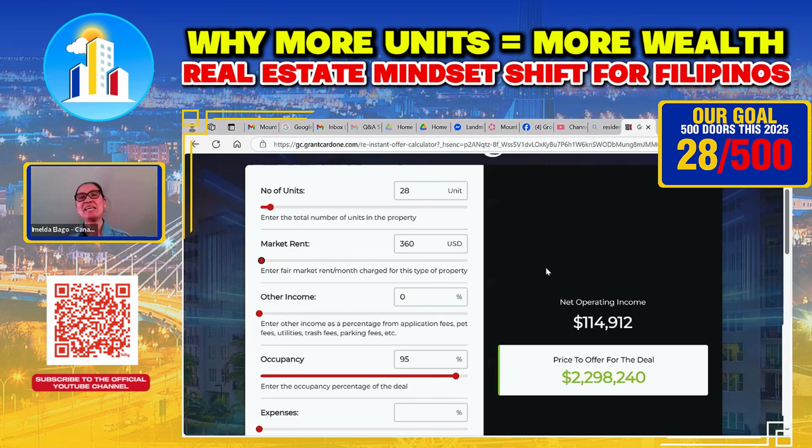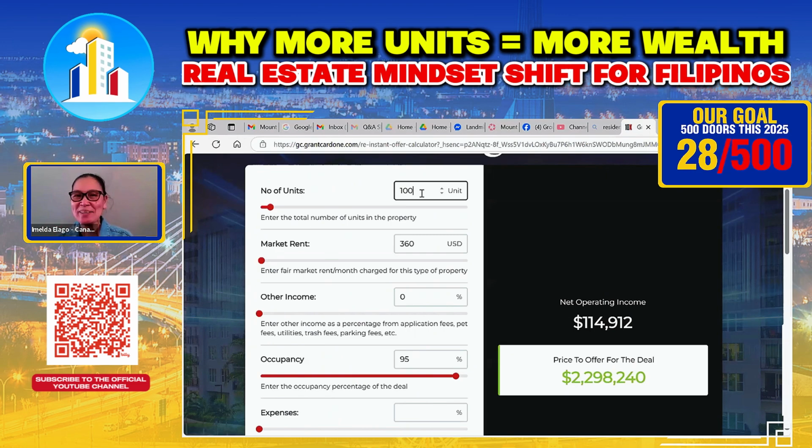One time, okay, segue tayo. Kasi kanina pinag-aaralan ko, sabi ko, wow, ang ganda naman ng may ganito. And remember, this is only 28 units. What if we have 100 units? Actually, may tinitingnan kami ngayon na property. One is 132 units. One is 58 units. And then one is 160 units.